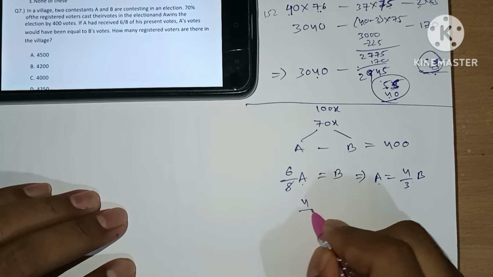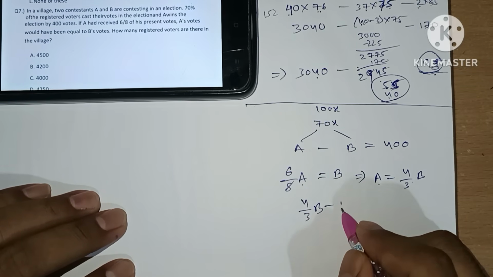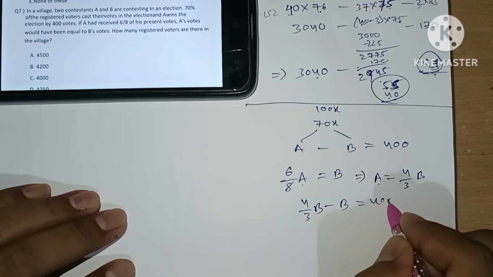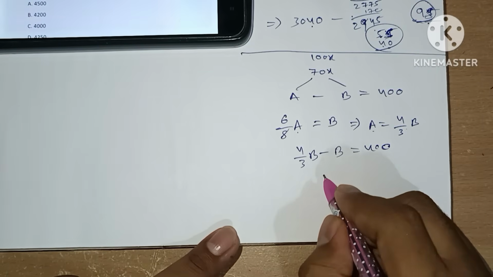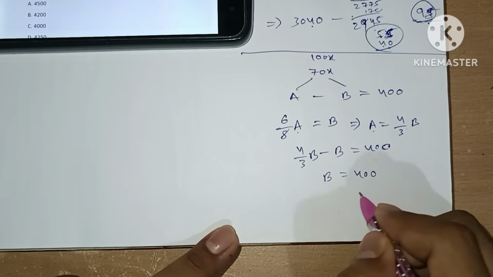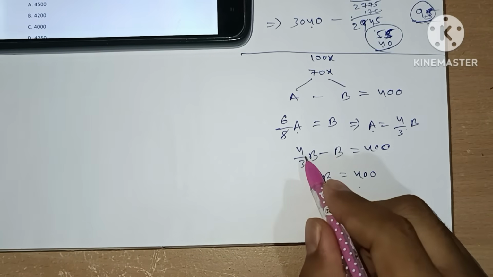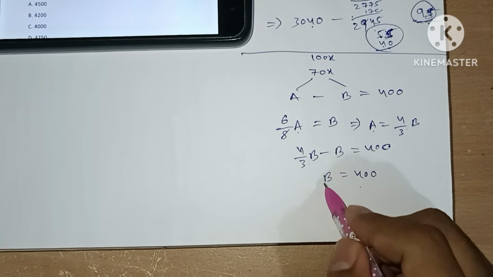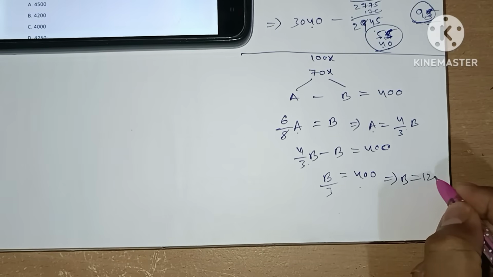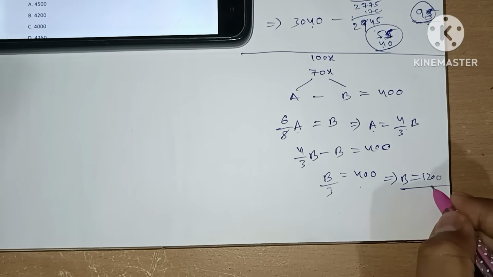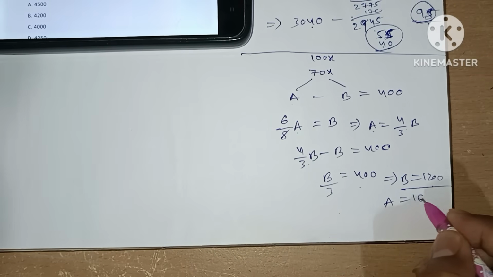4 by 3 B minus B means B by 3 equals 400. So we get B equals 400 into 3. So B value we get is 1200. So B value 1200 means A value is 400 more than 1200, which is 1600.